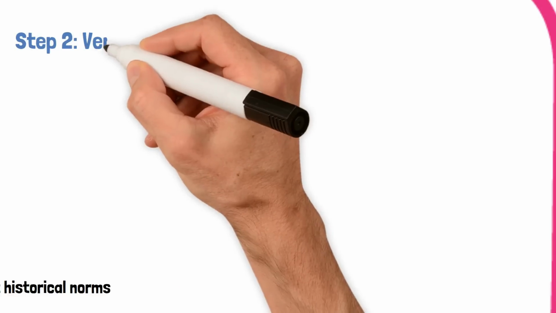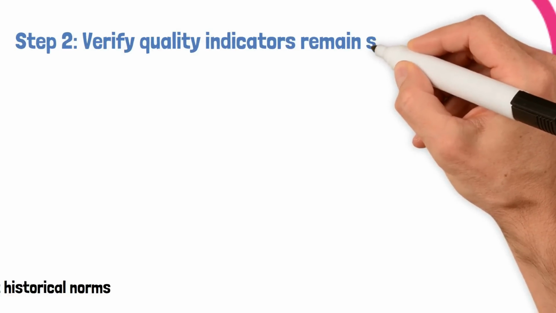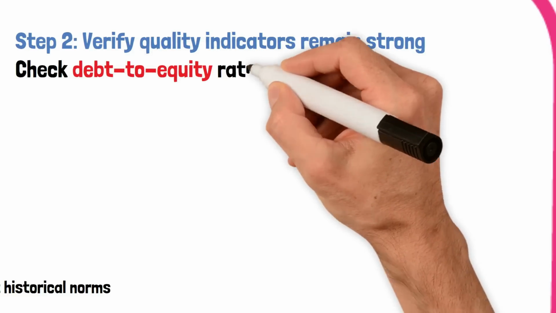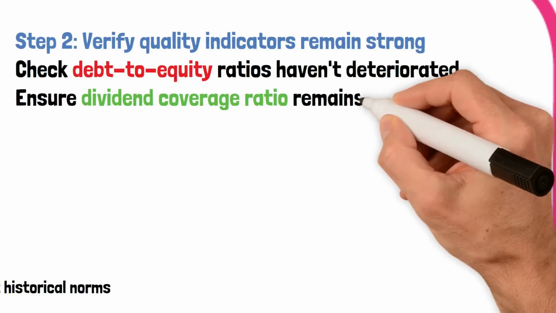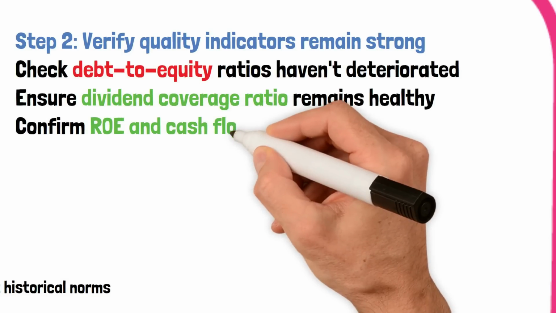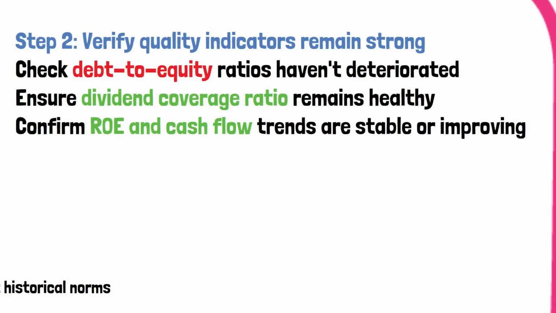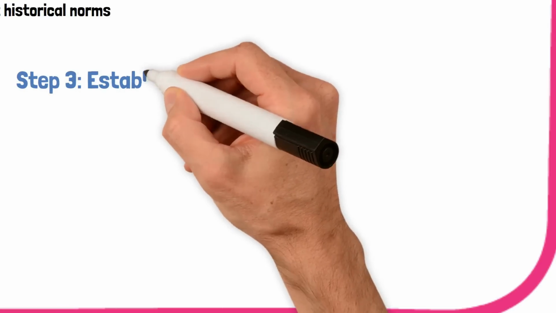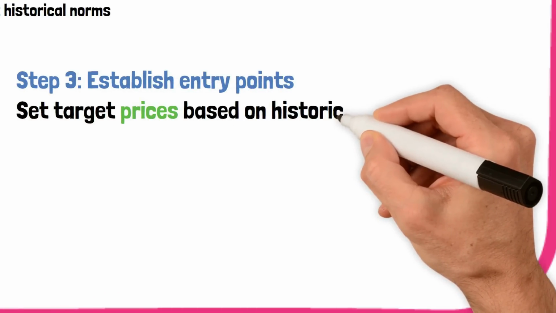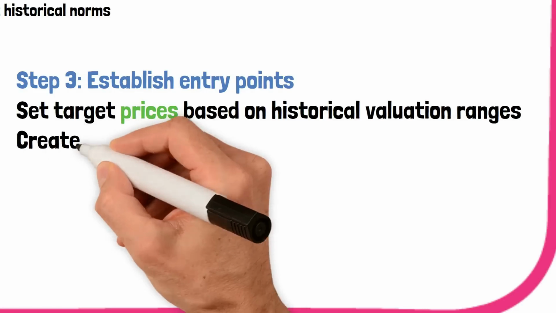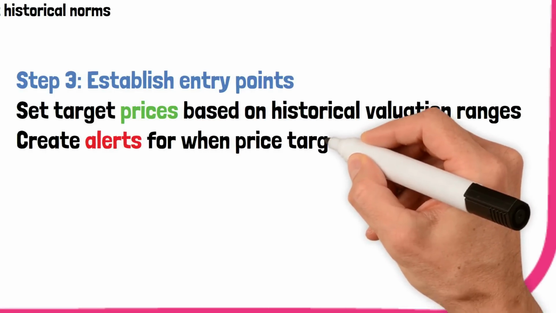Step 2. Verify quality indicators remain strong. Check debt-to-equity ratios haven't deteriorated. Ensure dividend coverage ratio remains healthy. Confirm ROE and cash flow trends are stable or improving. Step 3. Establish entry points. Set target prices based on historical valuation ranges. Create alerts for when price targets are reached.